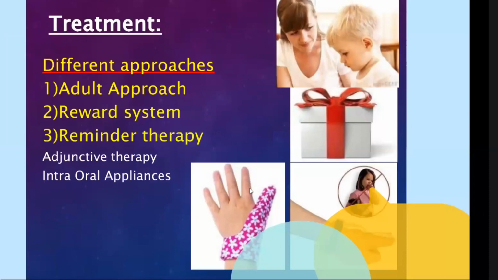Adjunctive therapy means that you may cover the hand with some gloves, some socks, or certain things, or you may place some chemical agents like anything very bitter. So when the child places the thumb in the mouth, something is very awkward at the taste, the child will bring the thumb out of the oral cavity. In a similar way, you can place a plaster, or you can tie it with the dupatta.